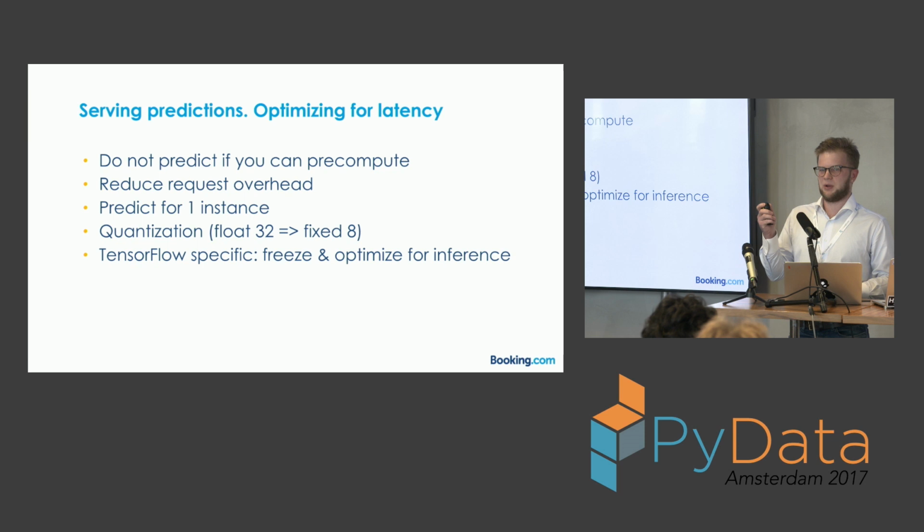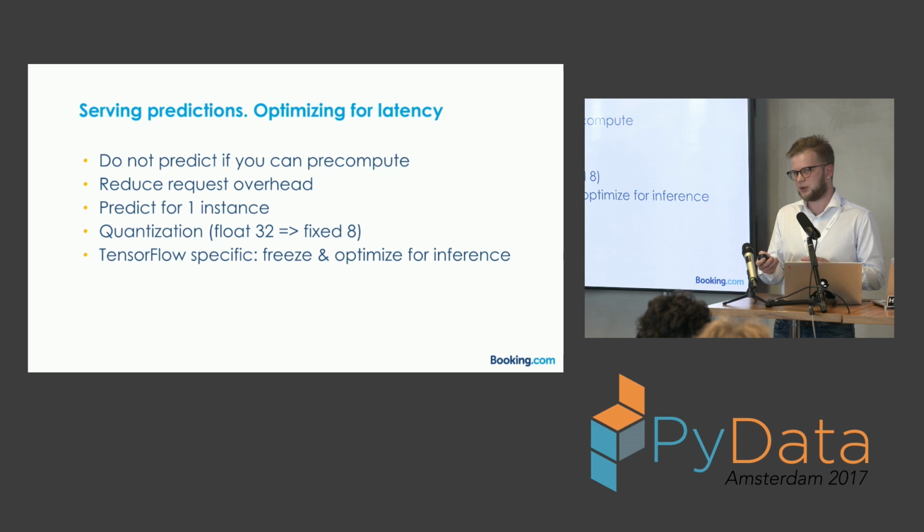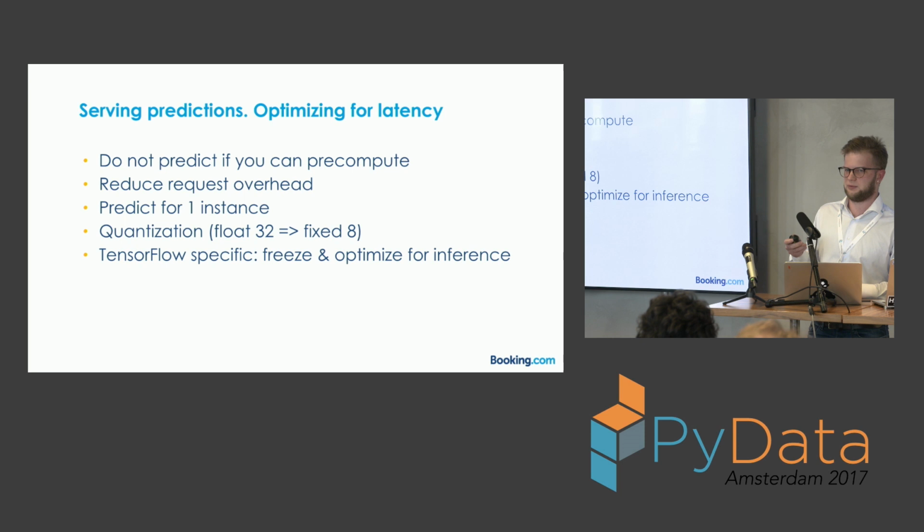Also, TensorFlow has some nice tricks such as quantization, when you reduce the precision of your parameters from float 32 to fixed point integer 8, which gives you four times more computing power, and the model consumes four times less memory. There are also a few other tricks, such as the so-called optimize for inference, which removes unneeded nodes from the graph and converts variables to constants, which also gives a little bit of an improvement.